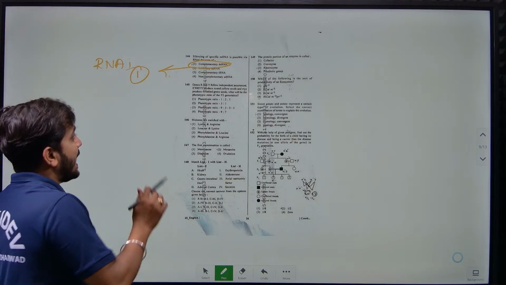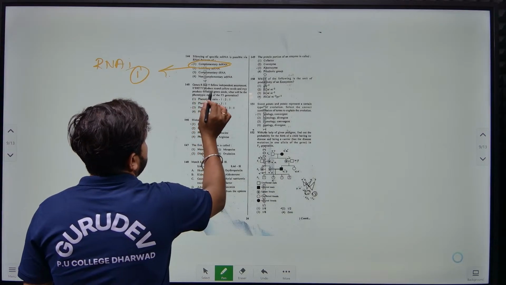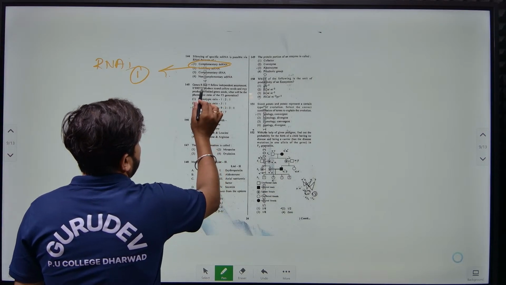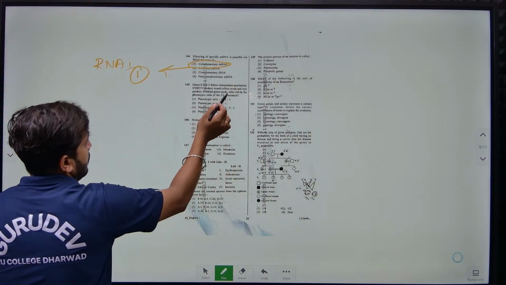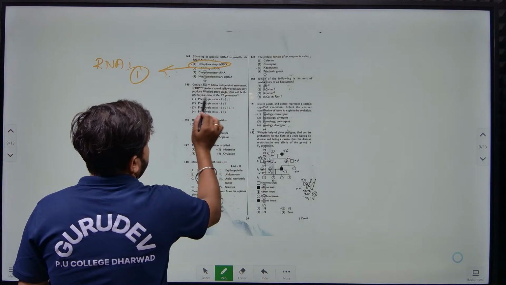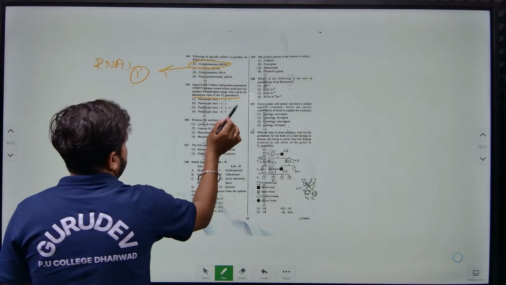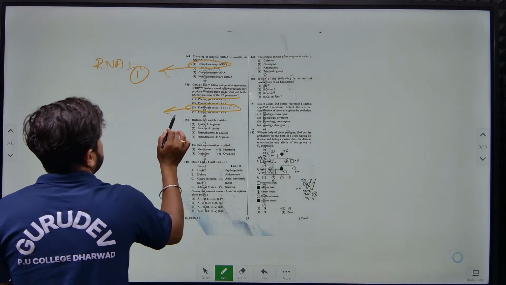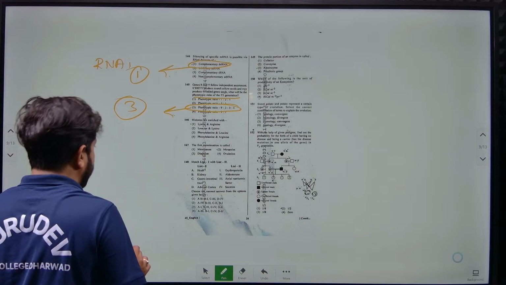Then genes R and Y follow independent assortment. If capital R, capital Y produces round yellow seeds, and small r, small y produces wrinkled green seeds, what will be the phenotypic ratio of the F2 generation? So majorly the phenotypic ratio is 9:3:3:1. So that is option 3 correct here, right?